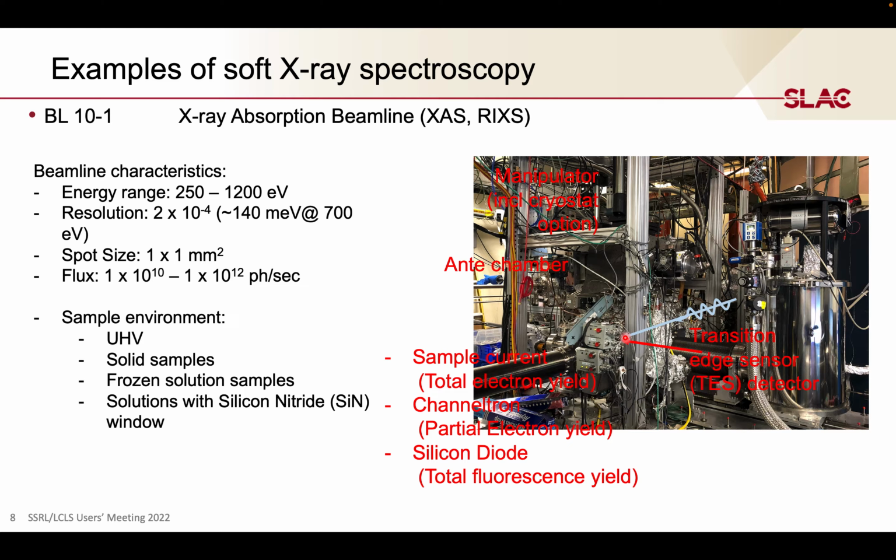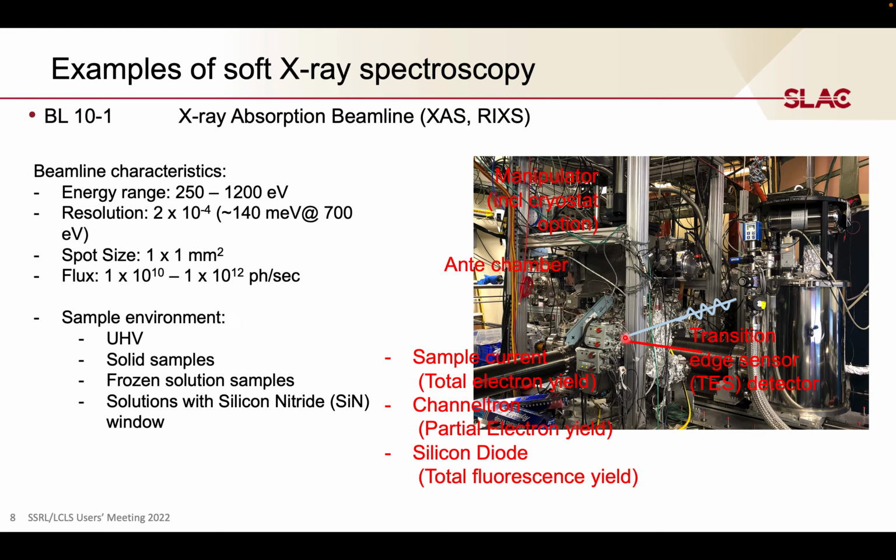And that beamline has an energy range of like 250 to 1200 eV, so you reach the carbon K edge easily, and it goes to zinc and a little higher. Spot size is around 1 by 1 millimeter squared, with a flux of up to 10^12 photons per second. And in terms of sample environment, as I said, it must be UHV or at least a high vacuum, which means that the samples you measure are typically solid samples, which do not outgas a lot. But you can also put in frozen solution samples, or you can even measure solutions if they're behind a silicon nitride window. And so what do you measure with this?